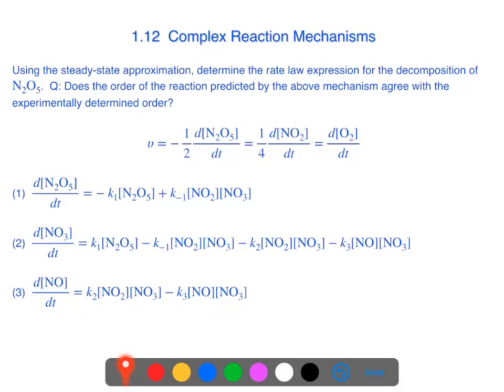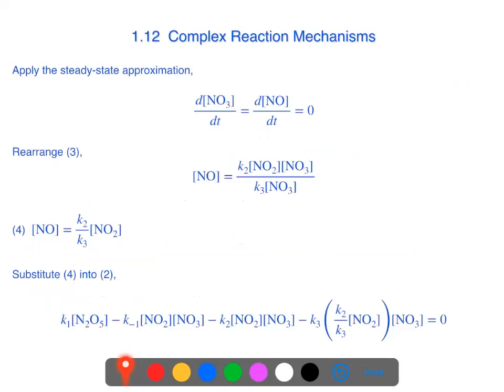So we now have the 3 expressions that we need in order to solve for the rate law expression with respect to the decomposition of N2O5. So let's see how we deal with this information. How do we proceed by using the steady state approximation? We haven't used the approximation yet, but we're going to right now. So we need to solve for the concentrations of NO3 and NO.